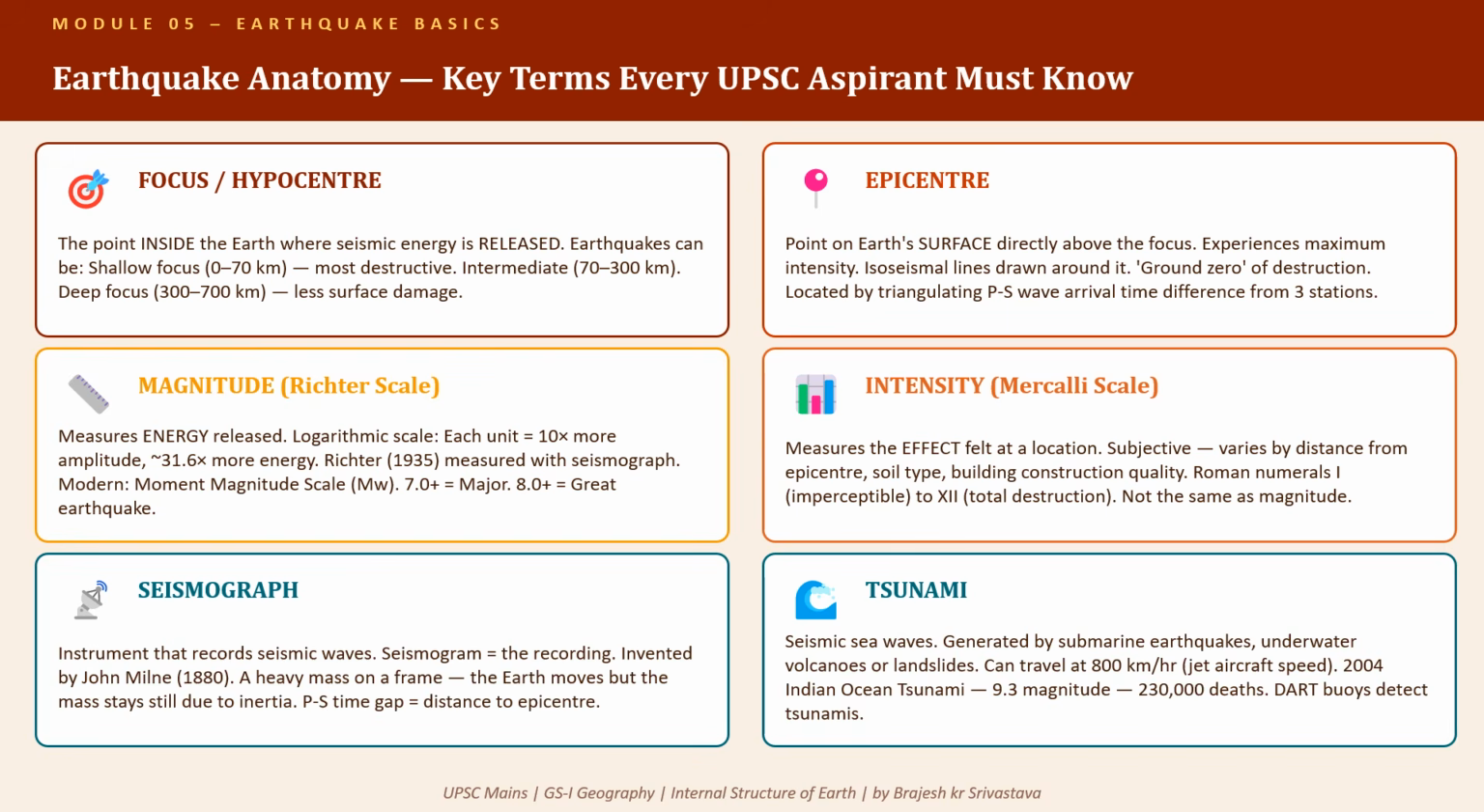Intensity, measured on the modified Mercalli scale using Roman numerals from 1 to 12. This measures the effect at a specific location, how strongly it was felt. Intensity varies with distance from the epicenter, local soil conditions, and building quality. It is subjective, unlike magnitude, which is objective.